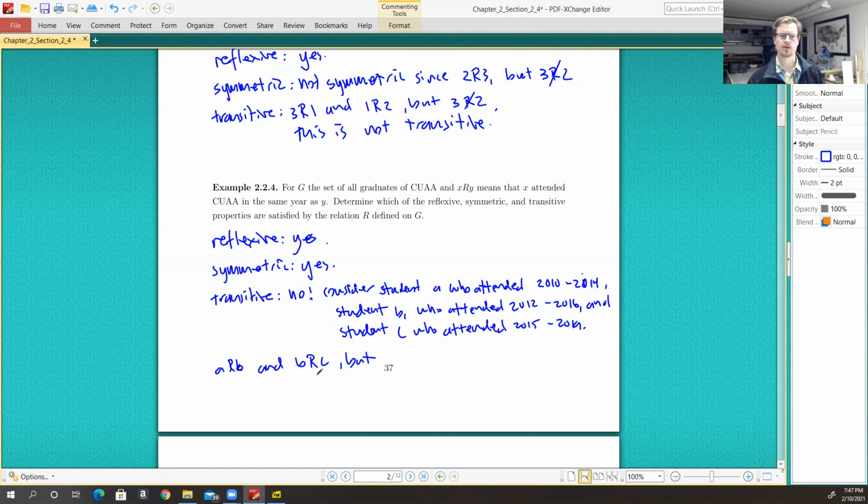So A is related to B, and B is related to C, but A is not related to C. So R is not transitive.